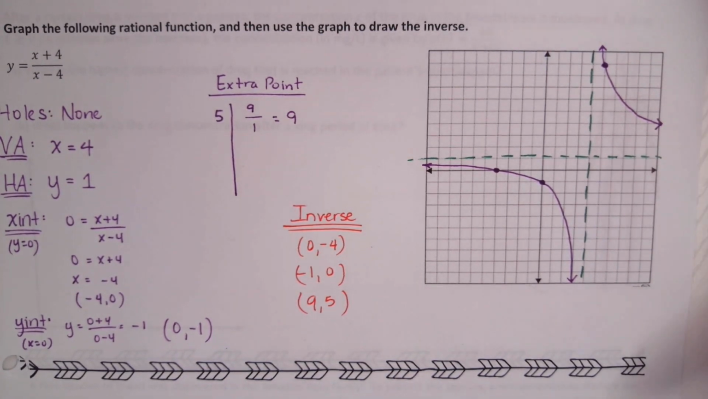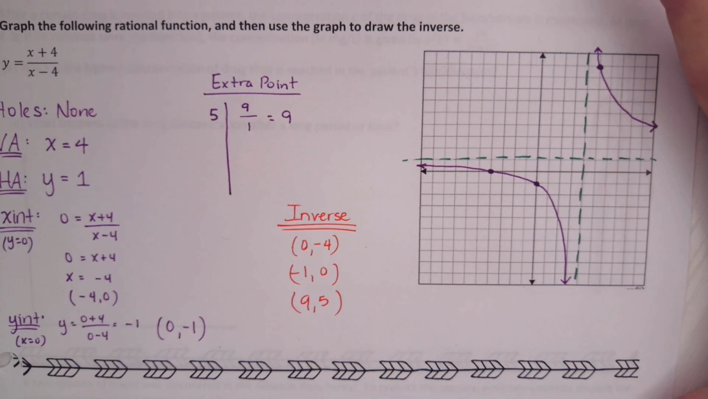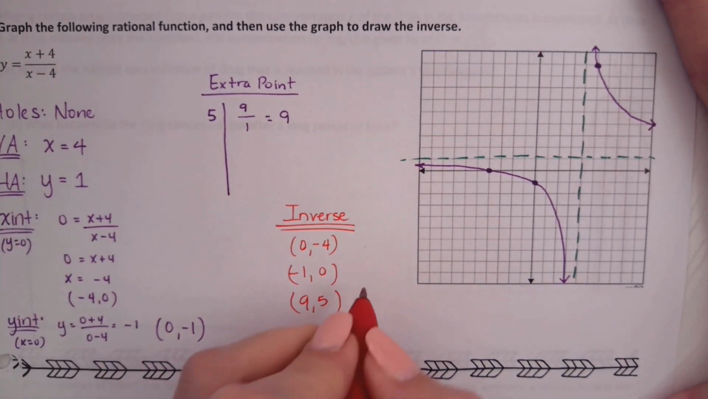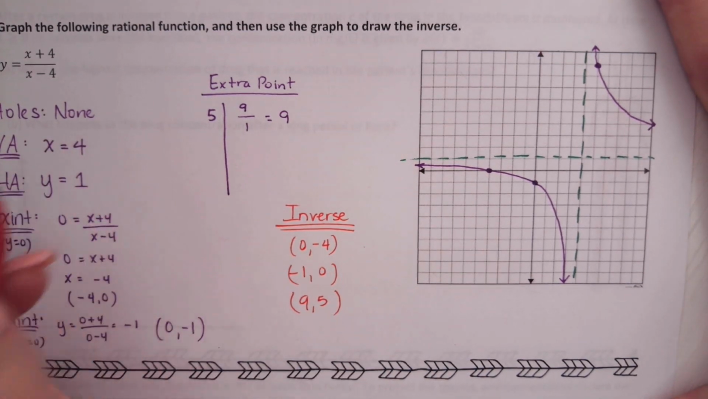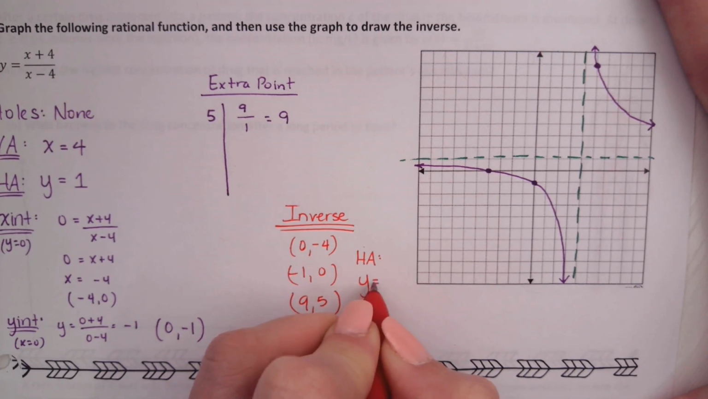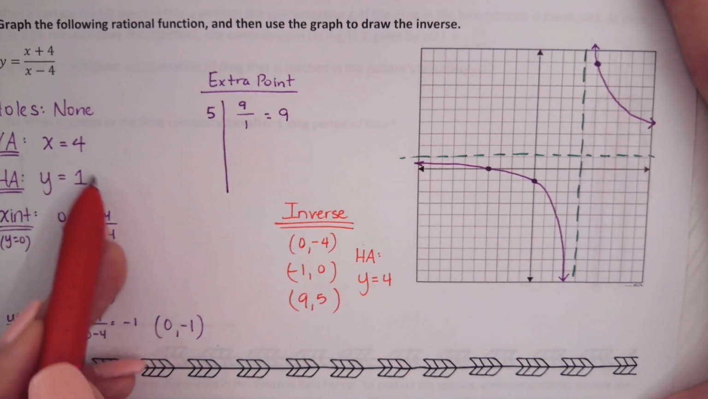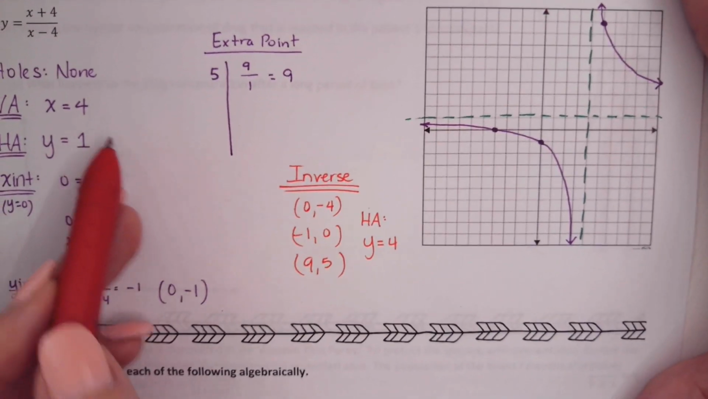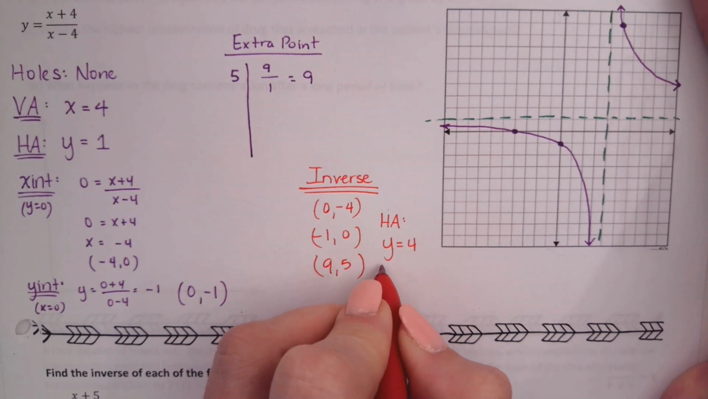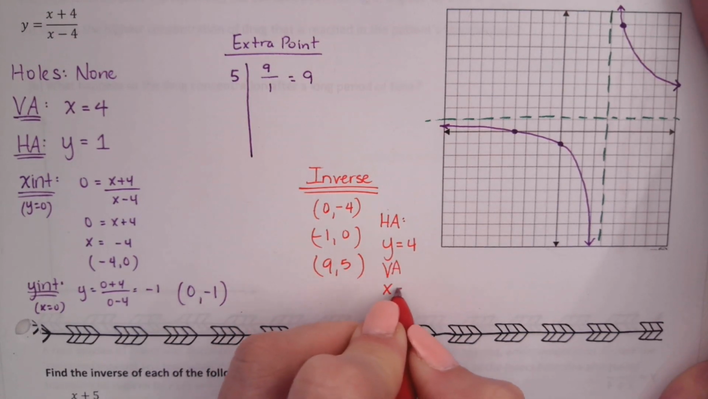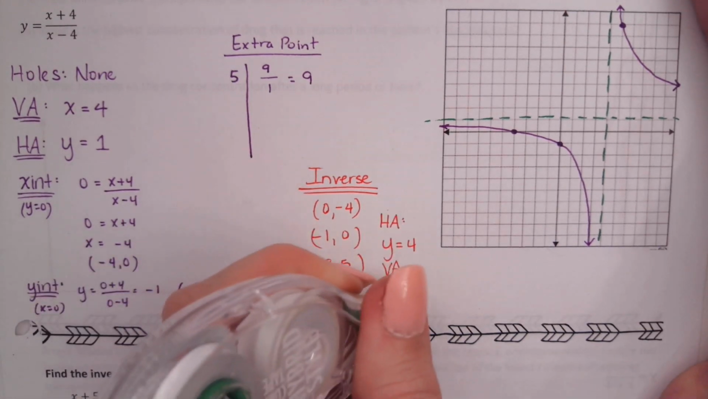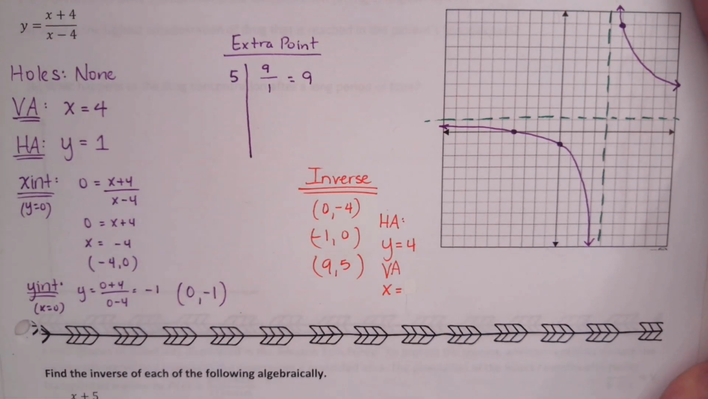Guess what happens to the vertical and horizontal asymptotes on an inverse? They swap. So instead of having a vertical asymptote at x equals 4, guess what we're going to have? A horizontal asymptote at y equals 4. And instead of having a horizontal asymptote at y equals 1, guess what the inverse is going to have? Nope, not y equals 4. It'll be a vertical asymptote at x equals 1. Bless you.